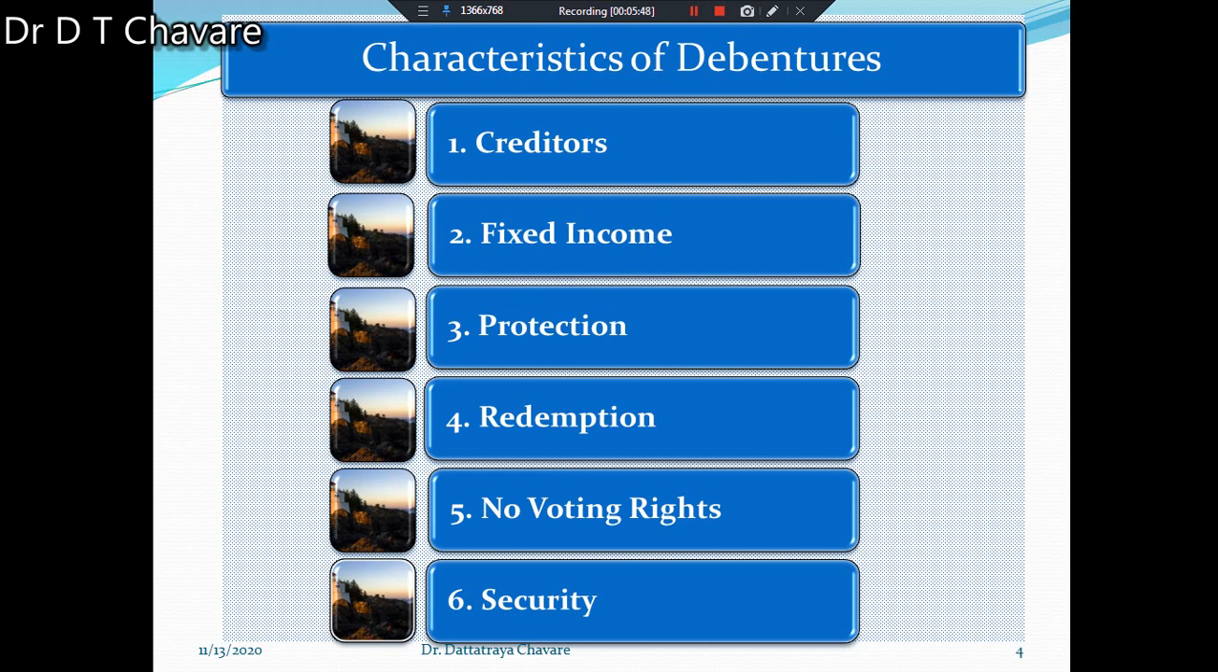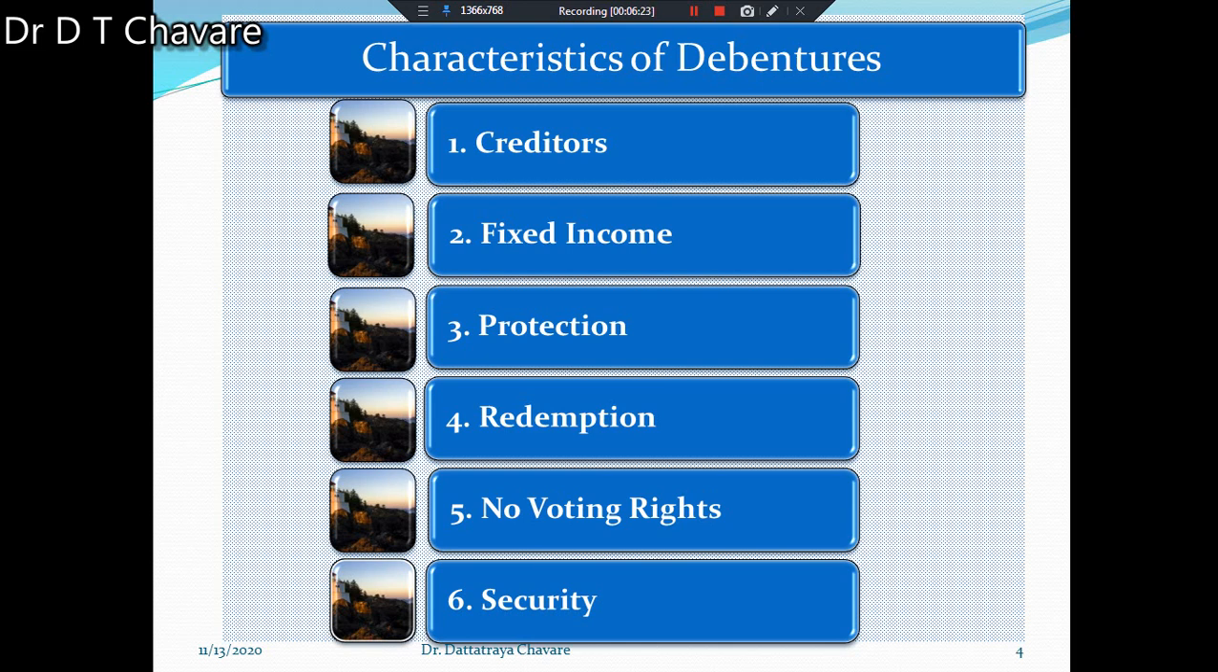Then the third characteristic we have to understand is protection. The interest of debenture holders is protected by a trustee, who is normally a bank, an insurance company or a firm. It means that from these organizations protection can be given to the interest of debenture holders. They act as a licensor and see that all contractual obligations between the company and debenture holders are fulfilled or not.